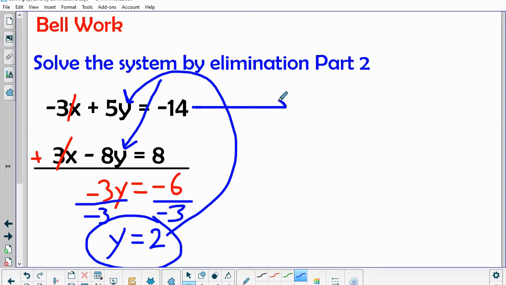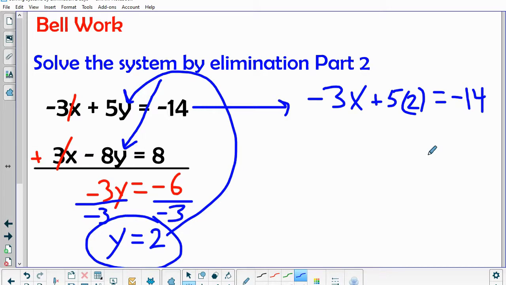So let's come over here, show our work. We've got negative 3x plus 5 times 2 equals negative 14. All right, now from there, I'll go ahead and solve that. So negative 3x plus 10 equals negative 14.